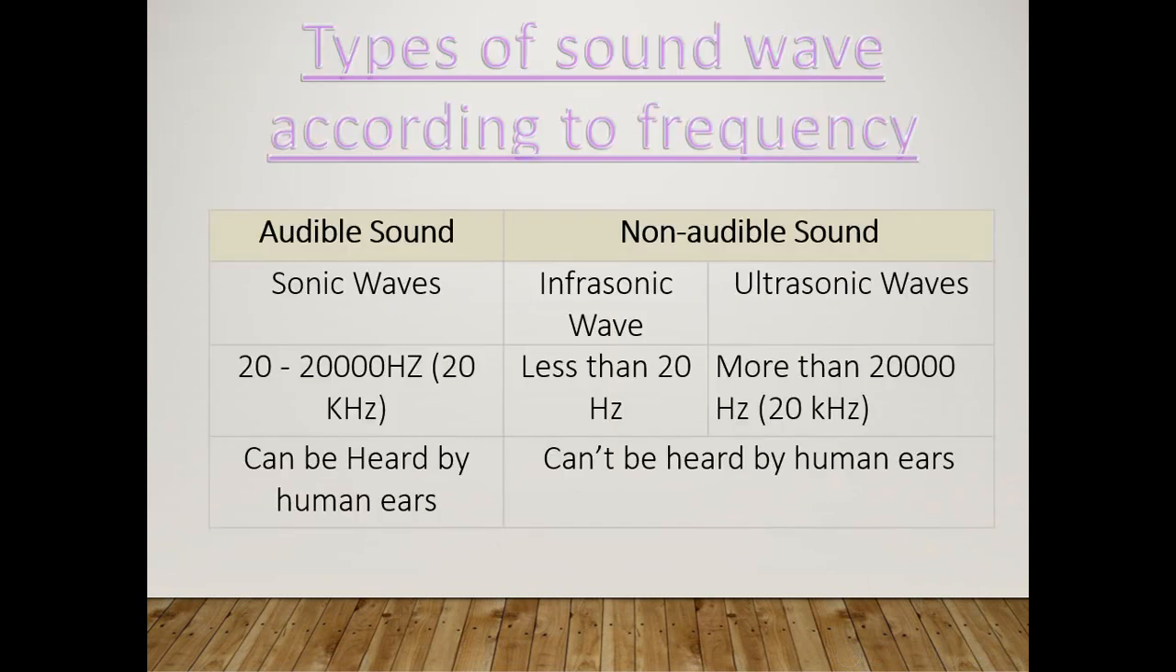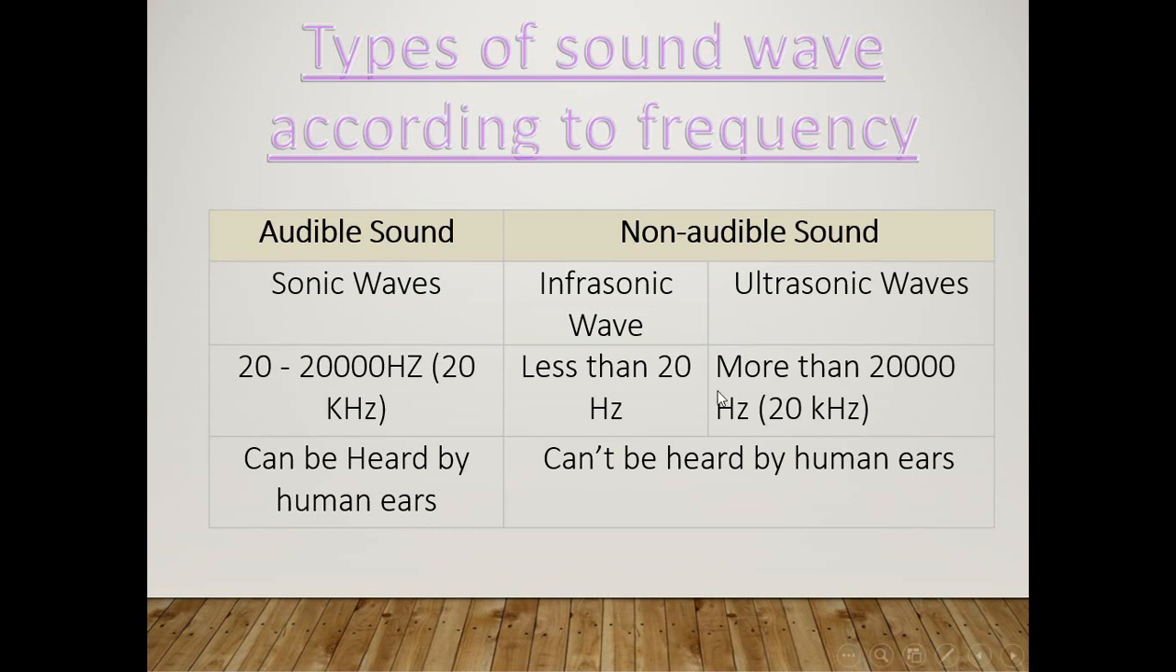We can here classify the types of sound waves according to their frequency. We have audible sounds and non-audible sounds. Audible sounds can be heard by the human ear, and we call them sonic waves. Their frequency ranges from 20 to 20,000 hertz, or 20 kilohertz. Non-audible sounds are the infrasonic waves and ultrasonic waves. Infrasonic waves are less than 20 hertz, and they cannot be heard by the human ear, of course. Ultrasonic waves are more than 20 kilohertz, or 20,000 hertz, and they also cannot be heard by the human ears.